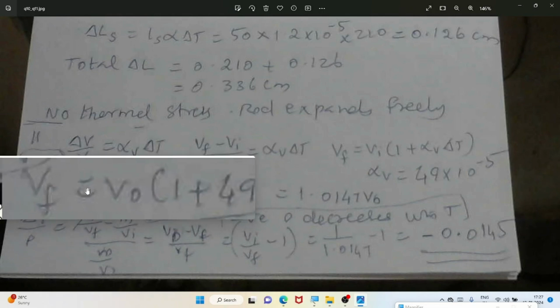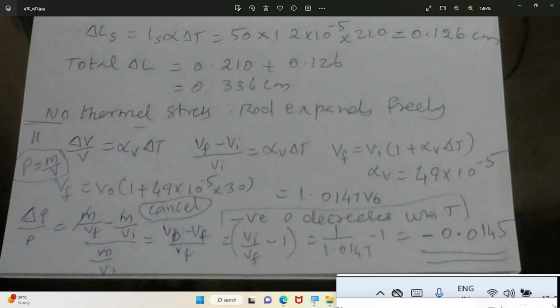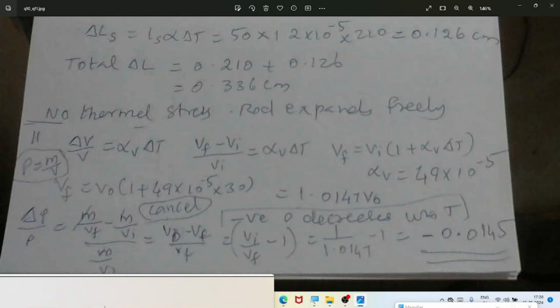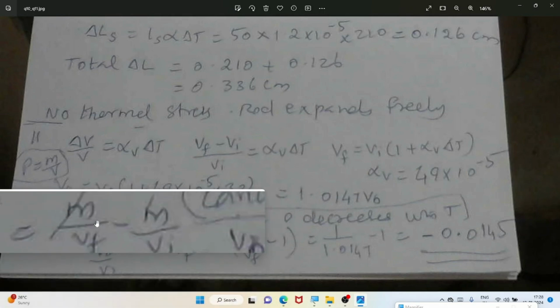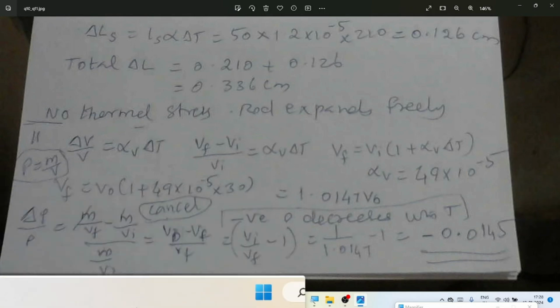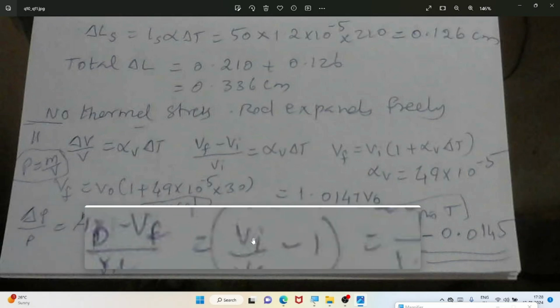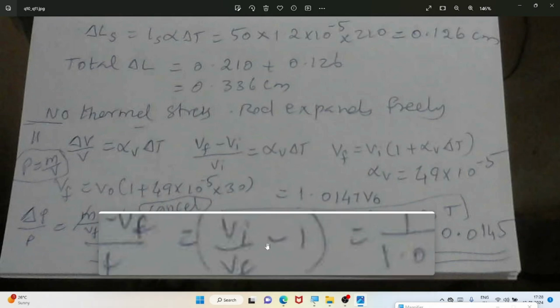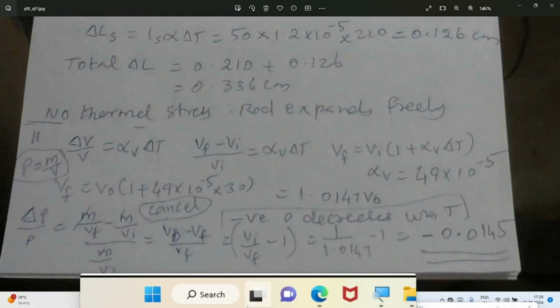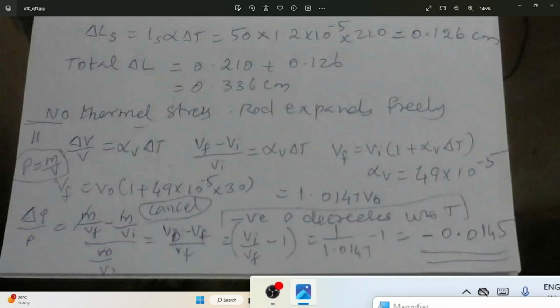So the volume finally is the initial volume plus the change. Now you substitute for this density, that is mass by volume. You take out mass common, then mass will cancel out, M will cancel out from both numerator and denominator. Then you will get this. So you will finally get initial by final minus 1. So after you substitute this, then you will get this G minus 0.0145.